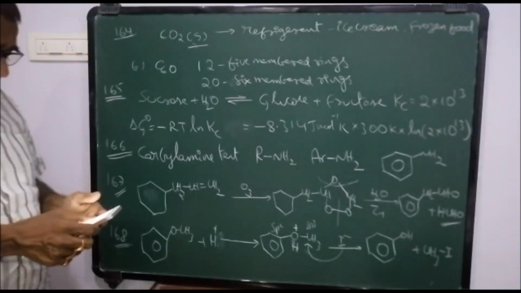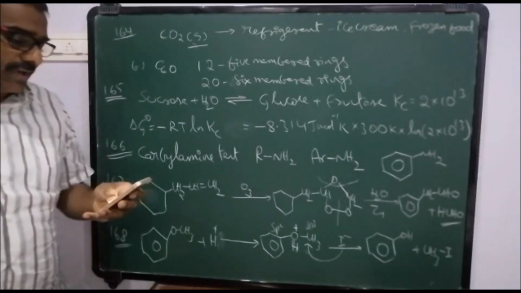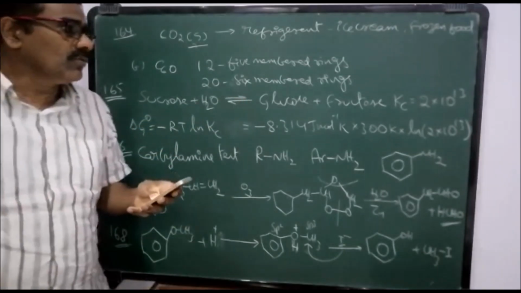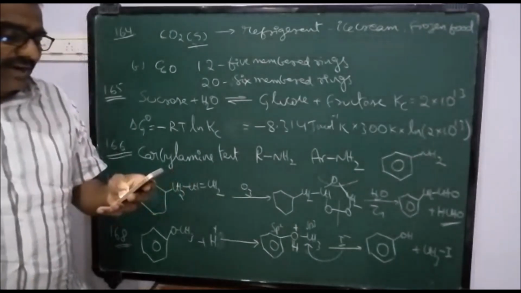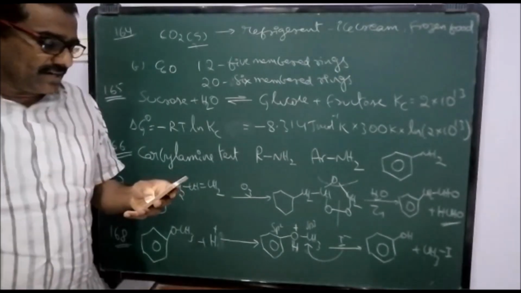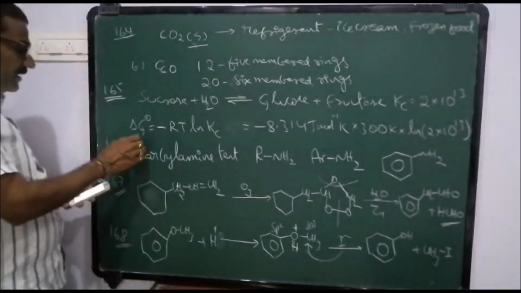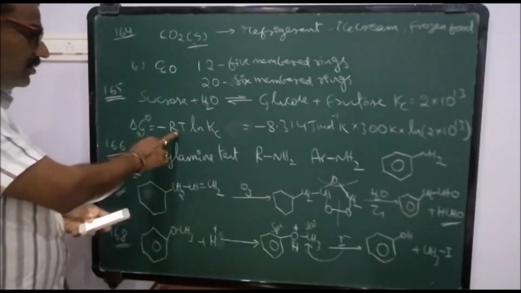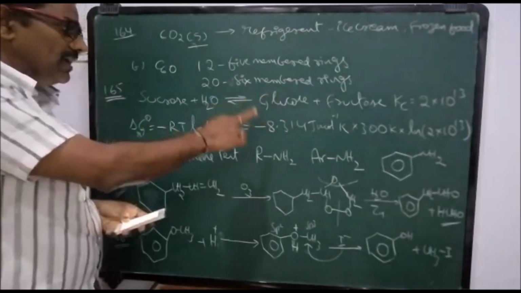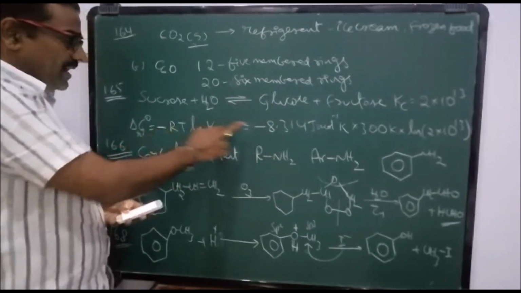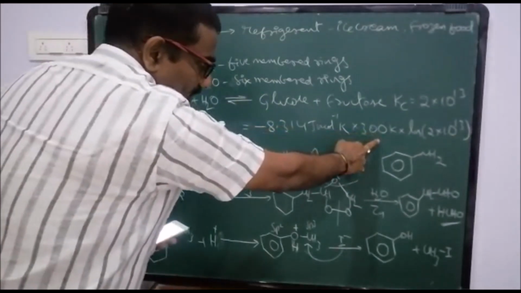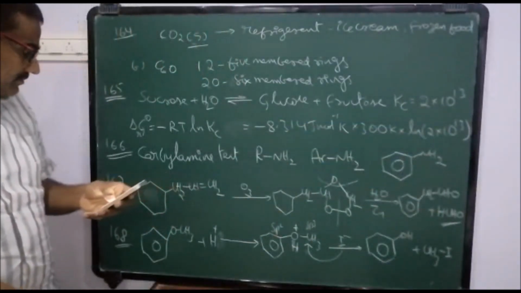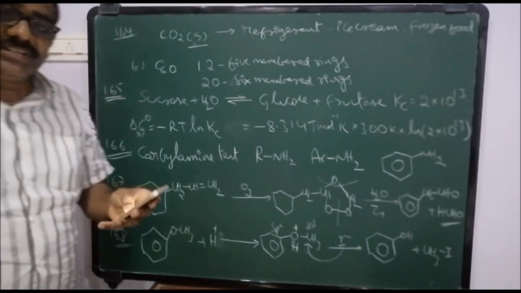The next question, 165. Hydrolysis of sucrose is given by the following reaction. Sucrose plus H2O gives glucose plus fructose, with Kc value, equilibrium constant, 2 into 10 power 13 at 300 K. The value of delta G0 of reaction at the same temperature will be. Delta G0 of reaction is given as minus RT ln equilibrium constant. By substituting the value, R in joules per mole Kelvin, 8.314, minus 8.314 into temperature of 300 Kelvin into ln, as the equilibrium constant is 2 into 10 power 13. That is the expression.